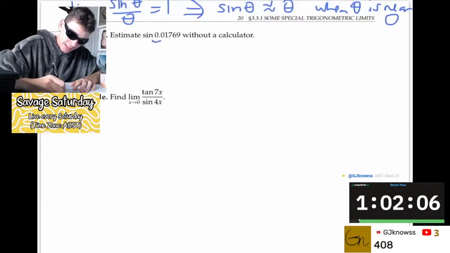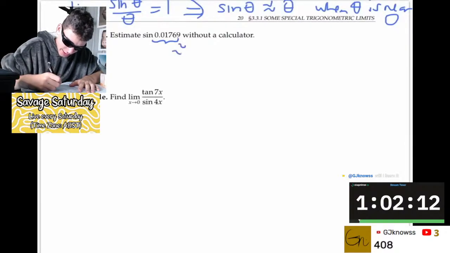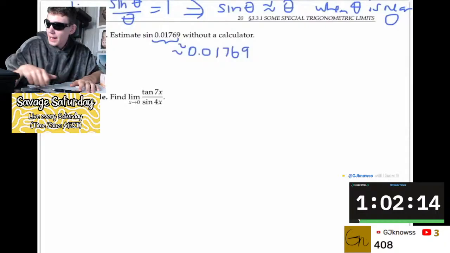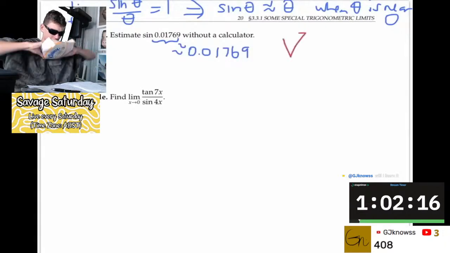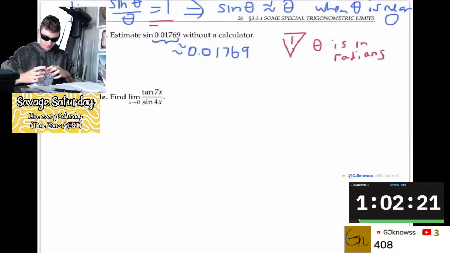So if I want to approximate the sine of this value of theta without a calculator, I can use that fact and say that the sine of 0.01769 is going to be approximately equal to 0.01769. This is an important time to remind you that when we're doing these limits, we're assuming that theta is in radians. If it's not in radians, we won't get this nice limit of 1 here.